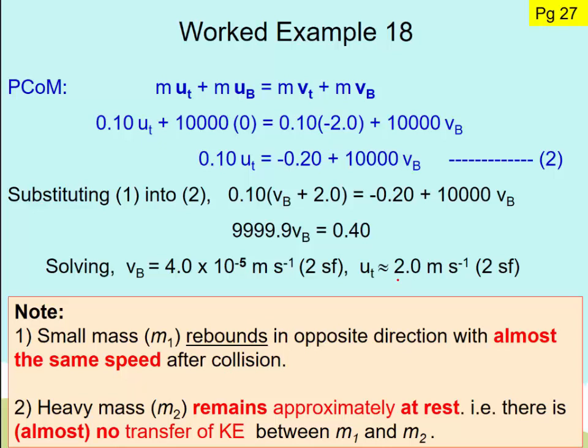So the tennis ball initial speed is 2. Its final speed is also 2. So they are almost the same. And if you look at the final speed of B, it is very, very small. So it is similar to almost 0. And there is almost no transfer of KE between M1 and M2. So this is the special case.